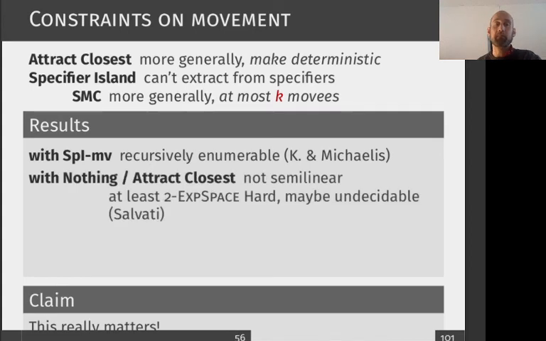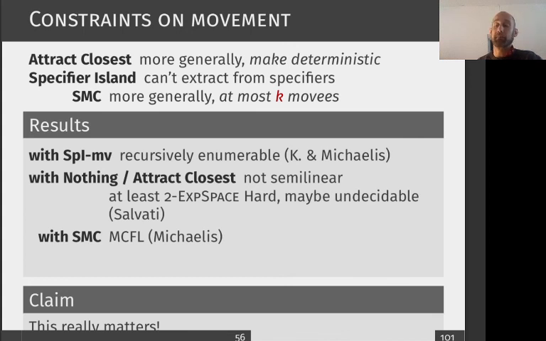Okay. If you don't have anything, if you just say, yeah, do whatever you want, or if you have attract closest, then it's not clear exactly what you can do, but you can do a whole bunch. Okay. The membership problem is at least 2x space hard, and maybe it's undecidable. It's equivalent to the provability problem in a certain kind of logic. Okay. So there are patterns you can describe if you make these assumptions that we don't see in language. But with the SMC, you can only describe a certain class of patterns that looks very language-like.